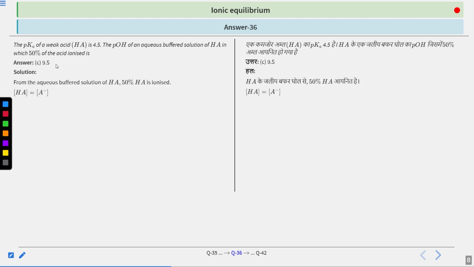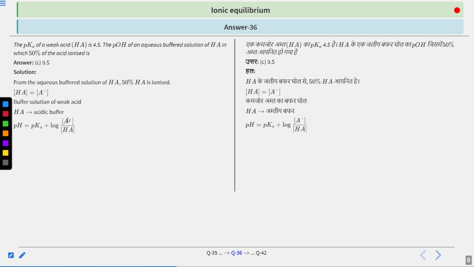From the aqueous buffered solution of HA, 50% of HA is ionized. That means the concentration of A minus is equal to the concentration of HA. Clear? Now if I talk about the buffered solution of a weak acid, then it is an acidic buffer.